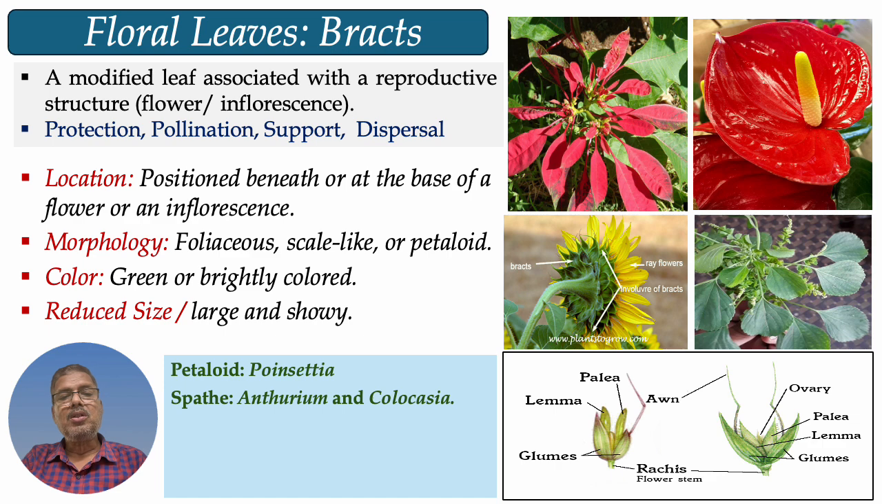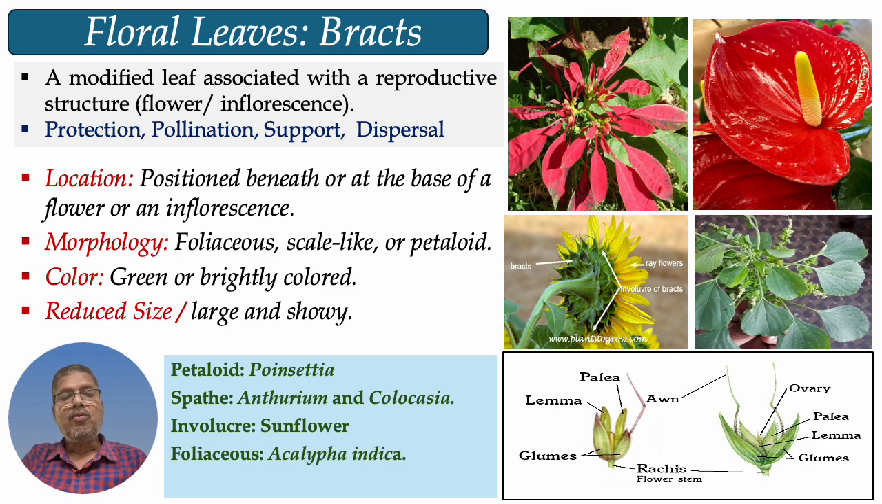A spathe is a large, often leaf-like or hood-like bract that completely or partially encloses an entire inflorescence, particularly a spadix, a fleshy spike of flowers, as in the case of Antirrhinum and Colocasia. Involucral bracts: an involucre is a whorl of bracts that surround the base of an entire inflorescence, as in sunflower. The green, overlapping, scale-like structures that form a cup around the base of the entire flower head are the involucral bracts.